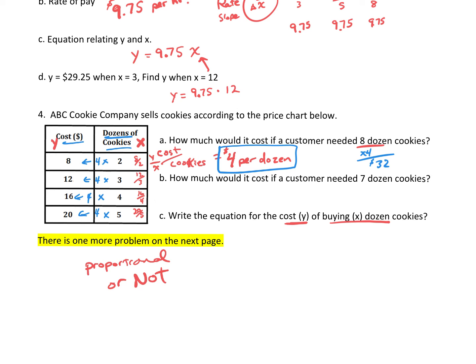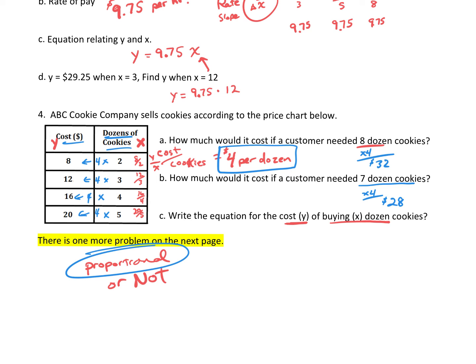See, proportional relationships are really nice when you know you have one. If you don't have one, then you have a little extra work to do, because you have to add or subtract something at the end because there's a y-intercept. So for 7 dozen cookies, we already kind of have our equation. All we have to do is multiply by 4. 7 times 4 is 28, so that's going to be $28.